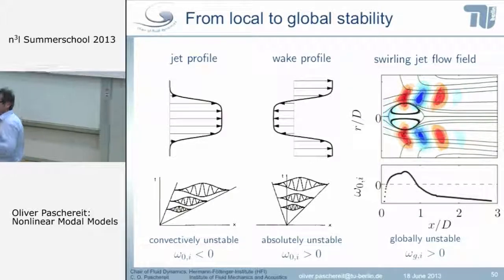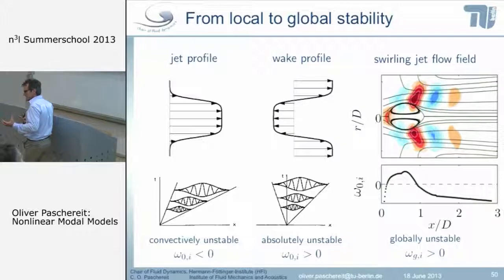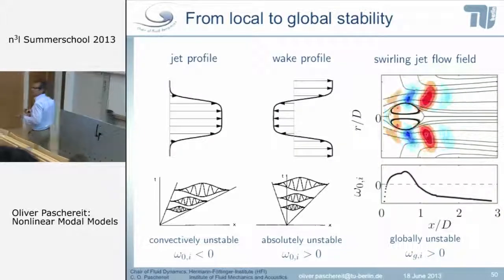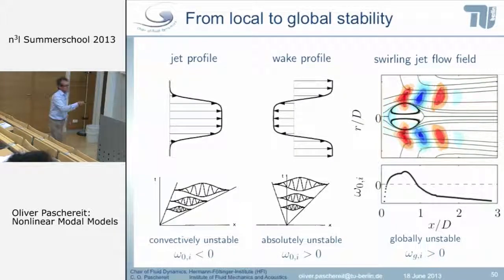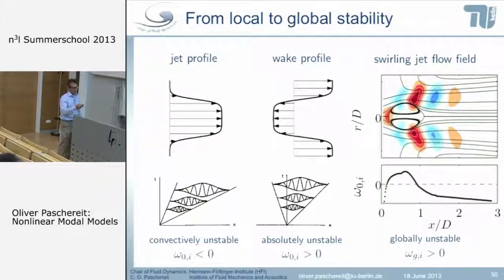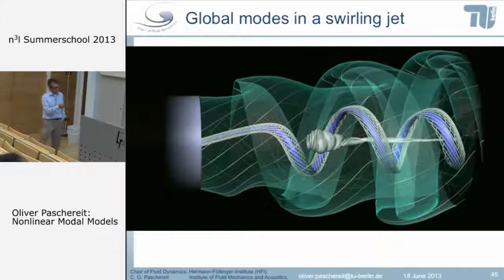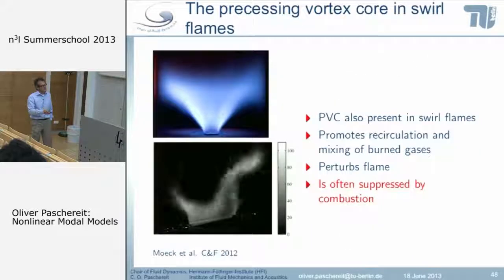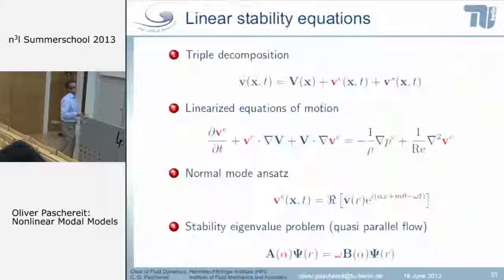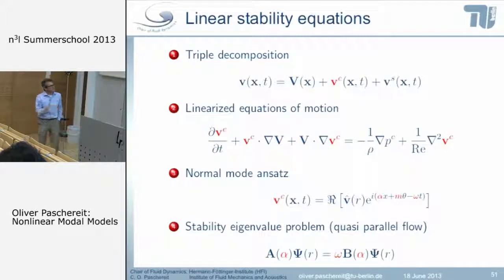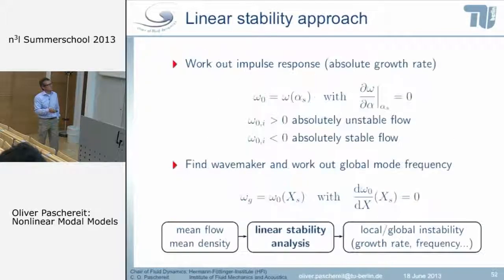By the way, this helical instability, the precessing vortex core, is a globally unstable mode. So if I turn back, this mode which you see here, this helical mode, this is a globally unstable mode. And then, as I said, we would like to look into this. So again, same applications.